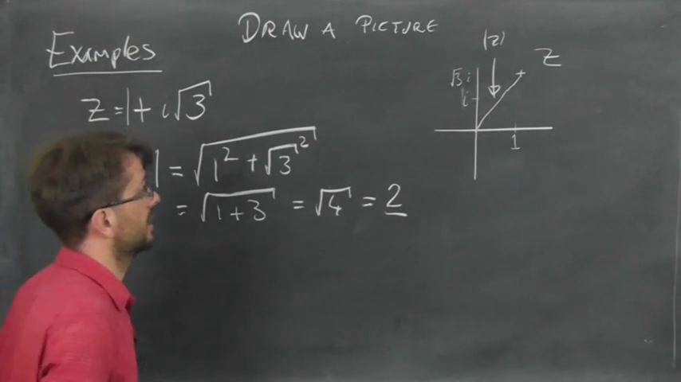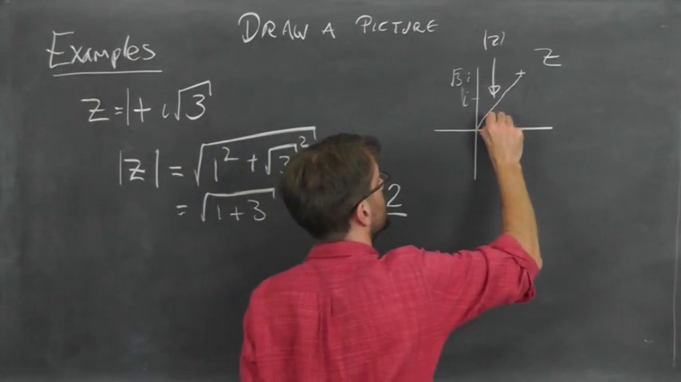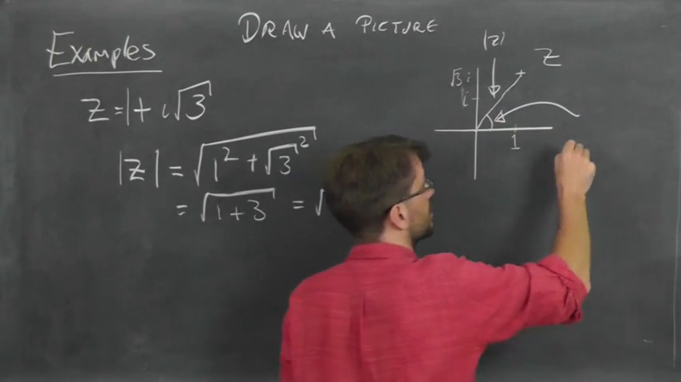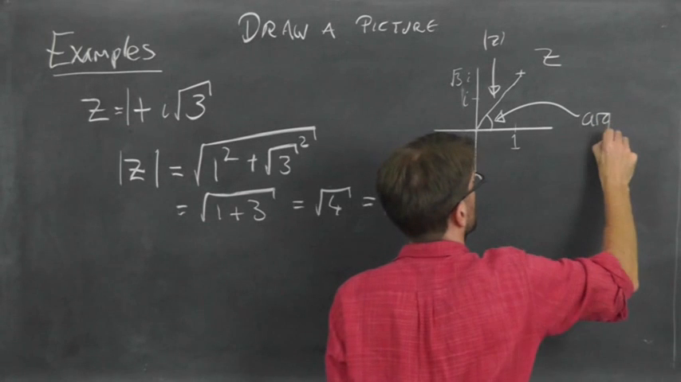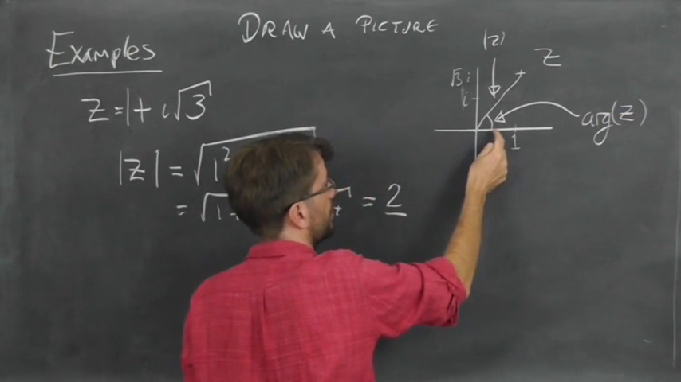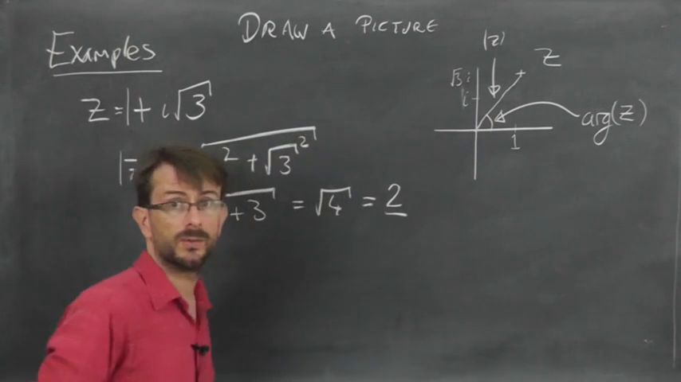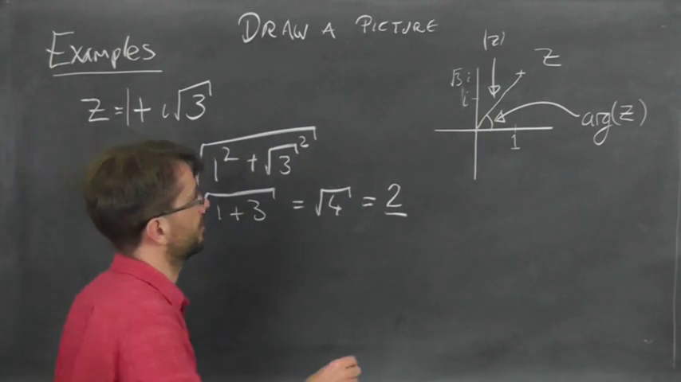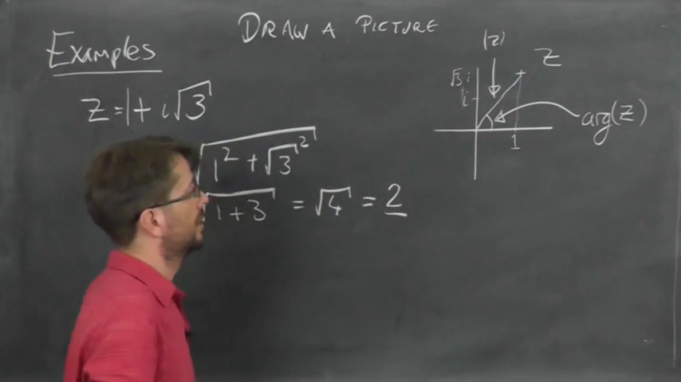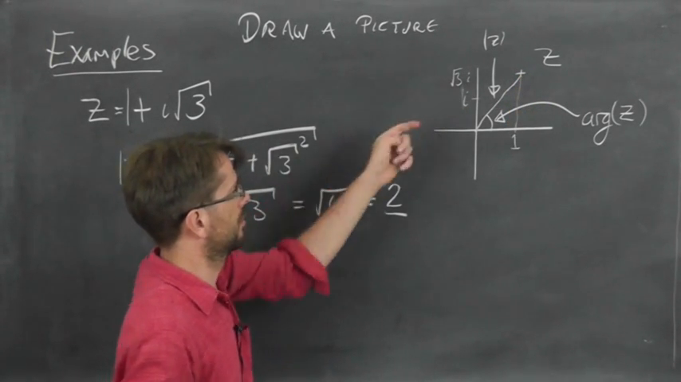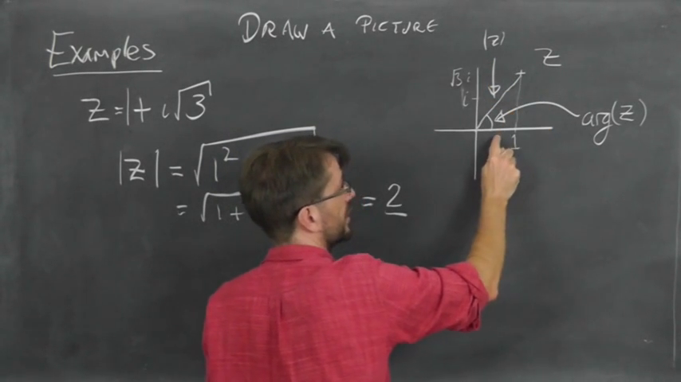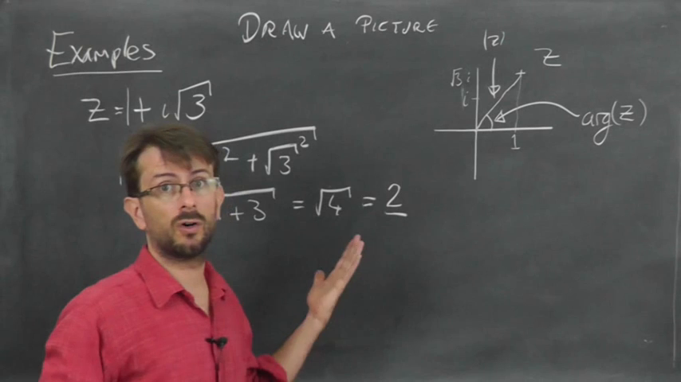So the next thing to do is calculate the argument. So the argument is that angle there. So this is the argument of z. In fact, that's the principal argument because that's between 0 and pi. So that will give us the principal argument. So what is that? We can calculate that just by using tan. Well, you can pick. We know what that side length is, 2. That side length is square root of 3. That side length is 1. So we can use tan, cos, or sine.